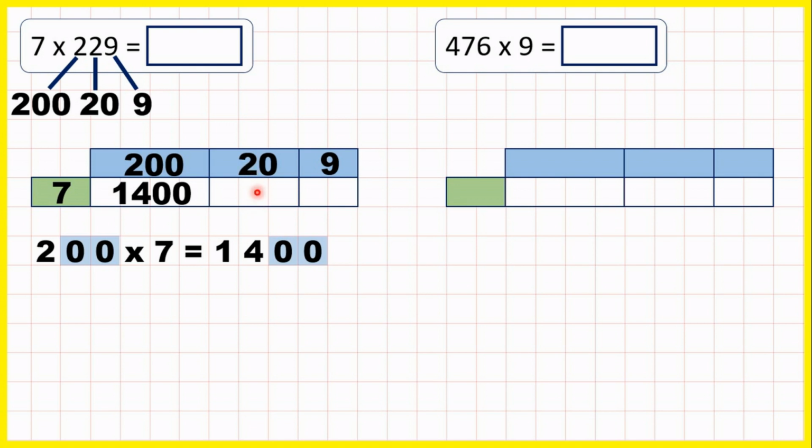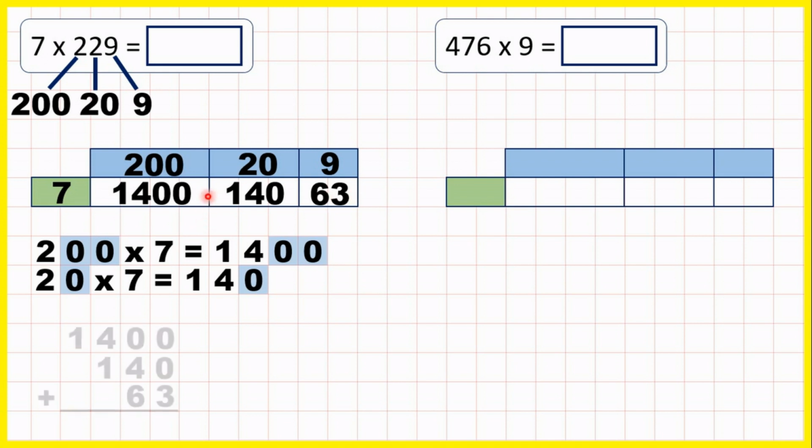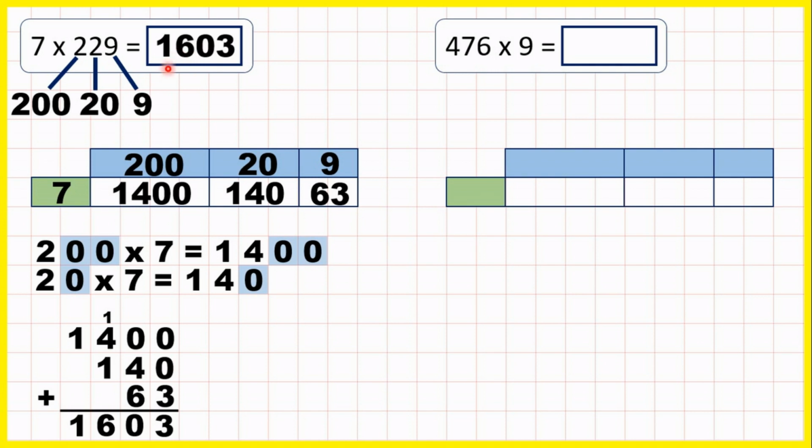Now for this box, we have 20 times 7, which is 140, because 2 times 7 is 14, and if we have 1 end 0 in the question, we need 1 end 0 in the answer, so that's 140. And for our last box, we have 9 times 7, which is 63. So if we add up our answers, 0 plus 0 plus 3 is 3, 0 plus 4 plus 6 is 10, so that's 1, 0, 1 plus 4 plus 1 is 6, and 1 plus nothing is 1. So our answer is 1,603.